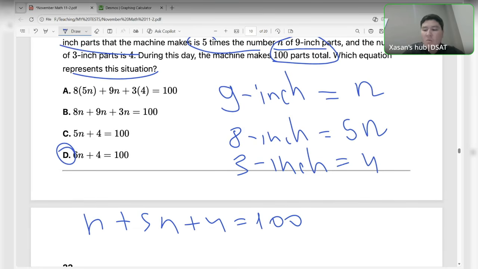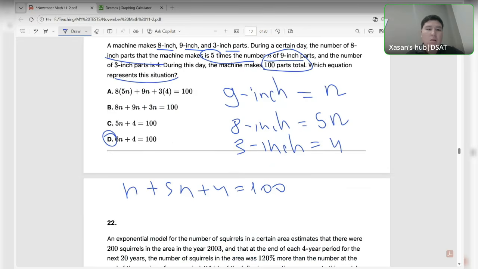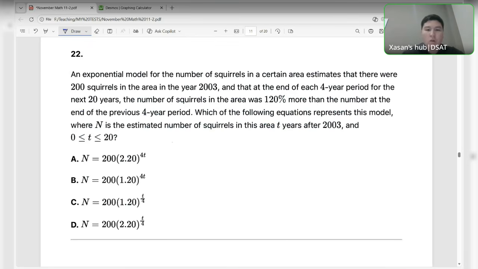This is a word problem, and you have to understand it. And then the last one. An exponential model for the number of squirrels in a certain area estimates that there were 200 squirrels in the area in the year 2000, and at the end of each 4-year period for the next 20 years, the number of squirrels was 120% more than the number at the end of the previous 4-year period. Which of the following equations represents this situation?